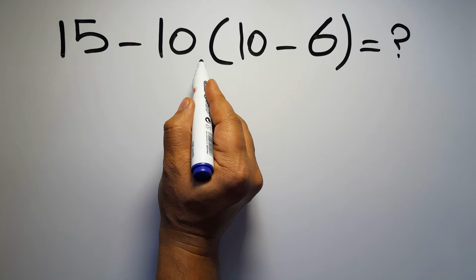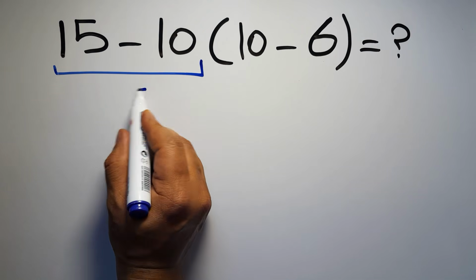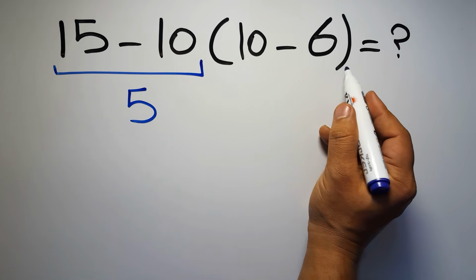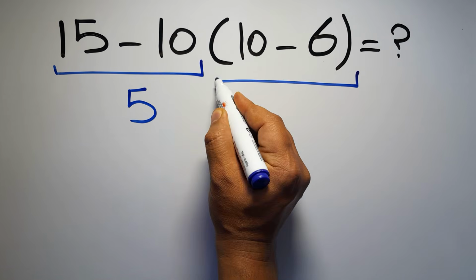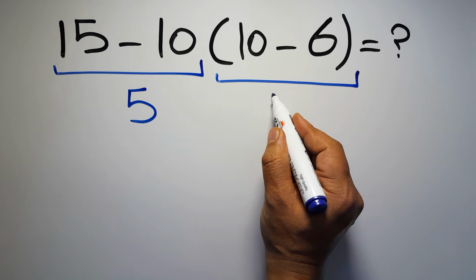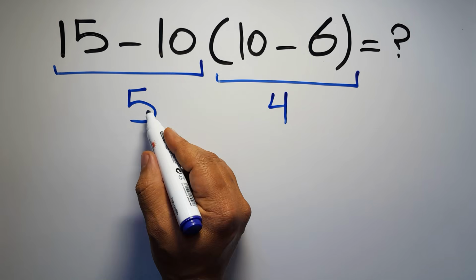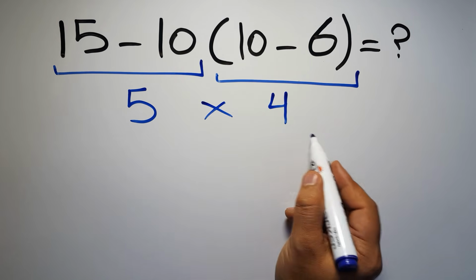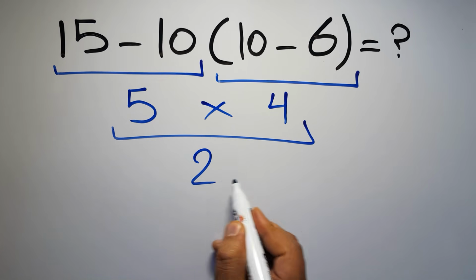15 minus 10 gives us 5. And inside this parentheses we have 10 minus 6, which equals 4. So 5 times 4 gives us 20.